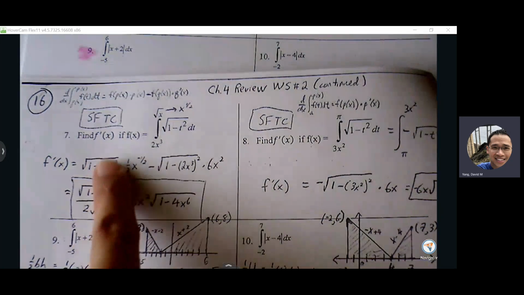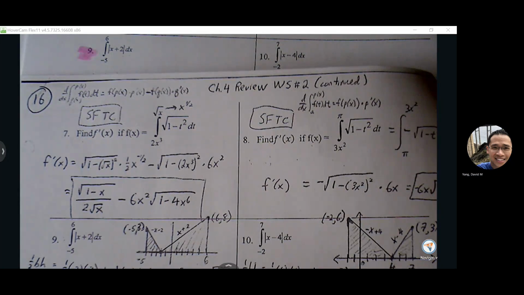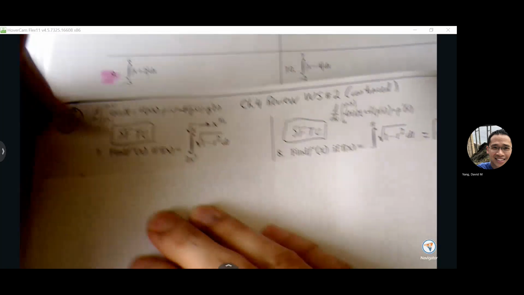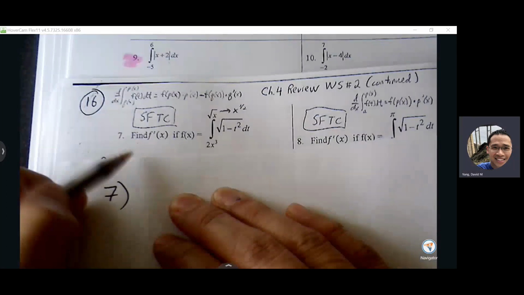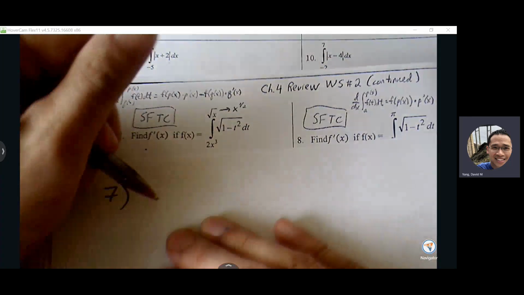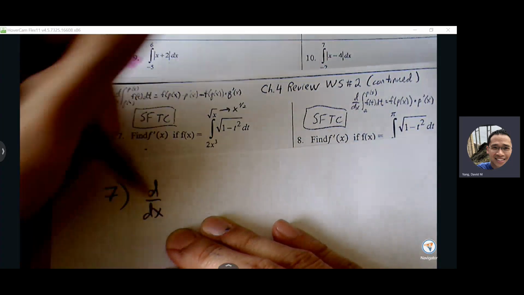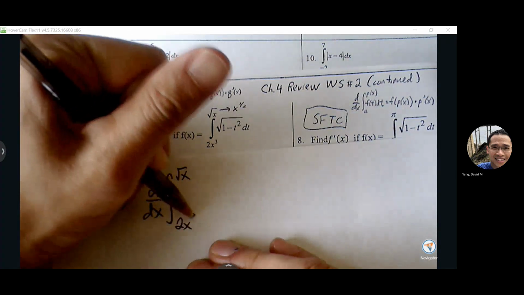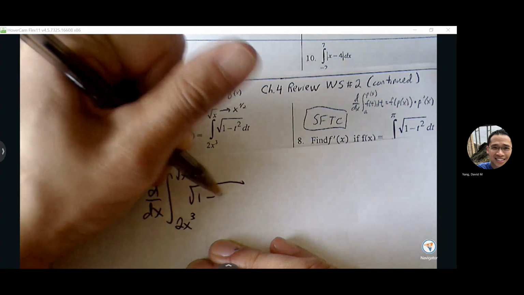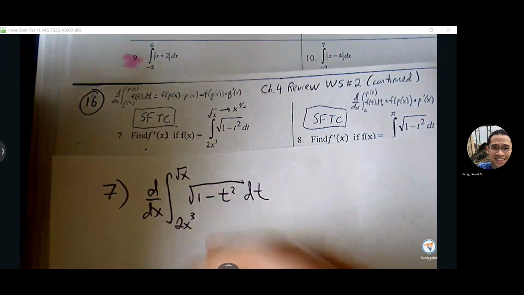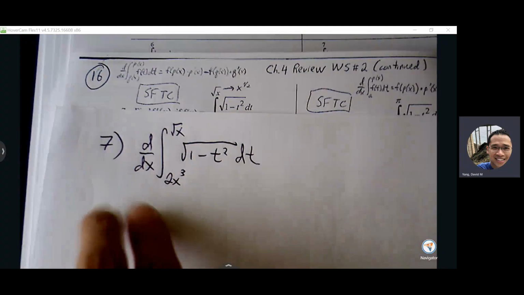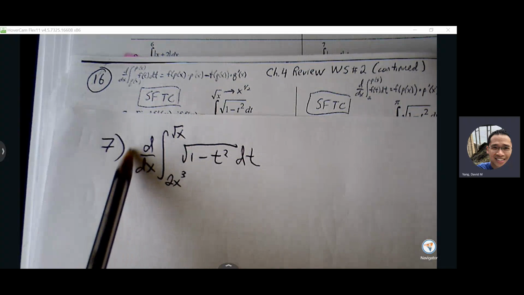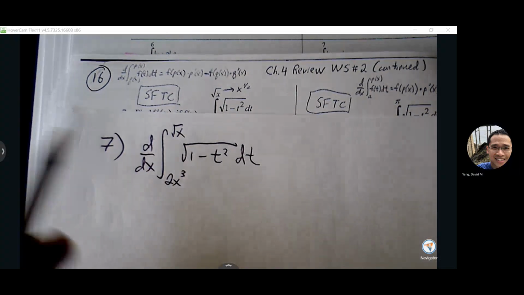Number 7. Okay. Then it says find the derivative of this. So basically we're trying to do this here, the derivative. There's something special that we can do if you're doing 2 opposite operations on the same expression.